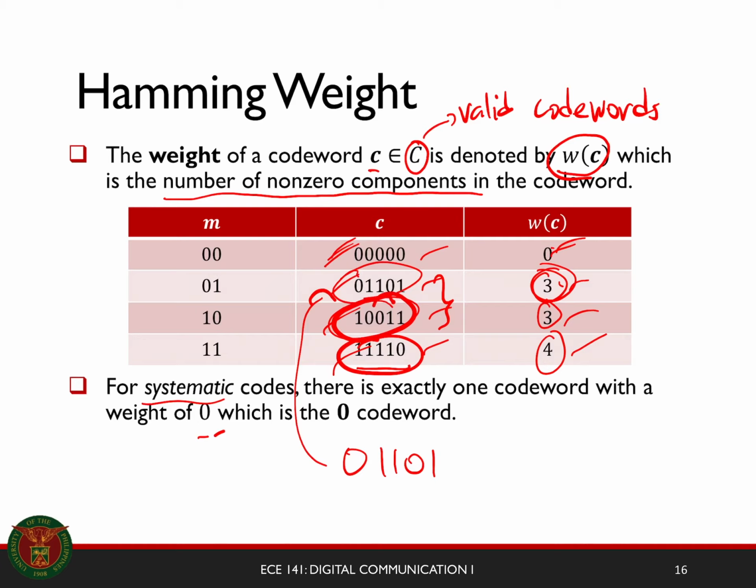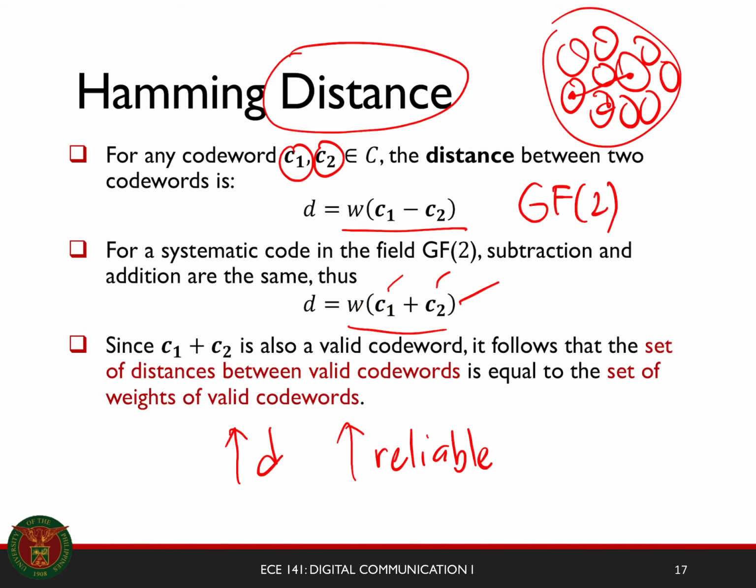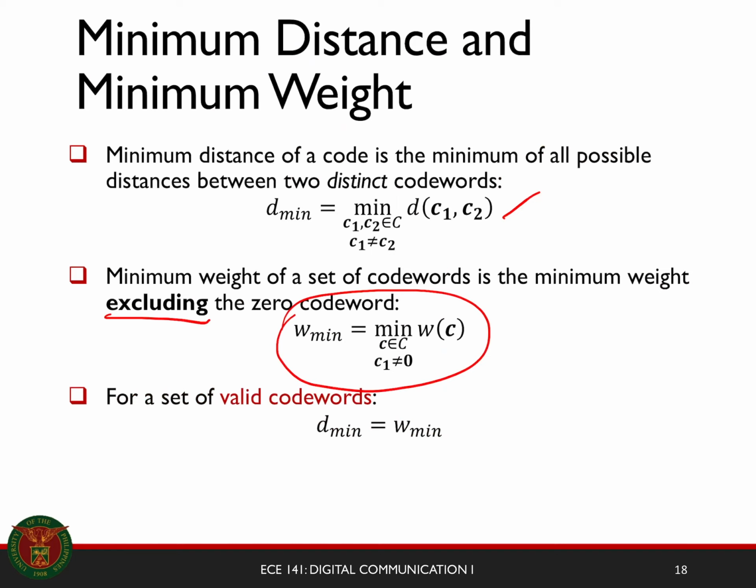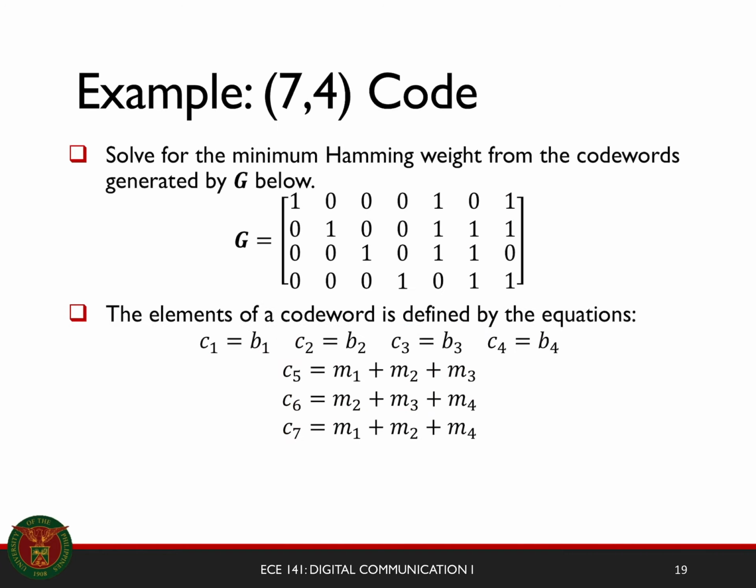As you can see, if you take the distance of all the codes from the 0 code word, we end up with the minimum, depending on the weight of each member of the code. So for a set of valid code words, basically the minimum distance is equal to the minimum Hamming weight, excluding the 0 code word. So for example, we have a 7-4 code defined by this generator matrix.